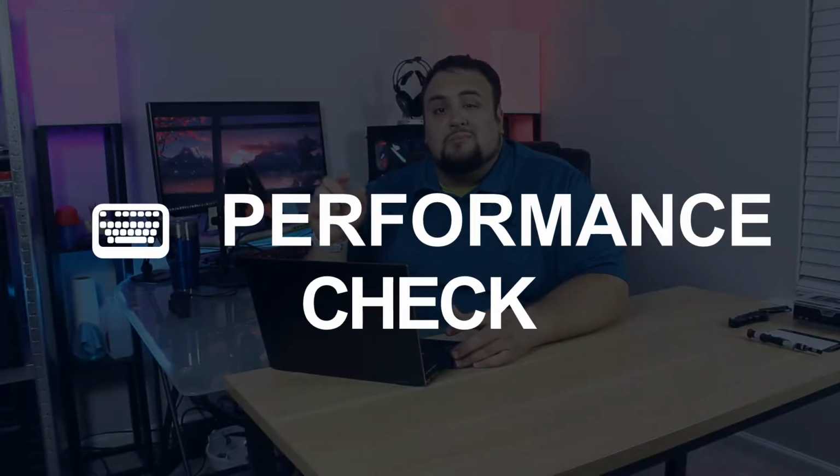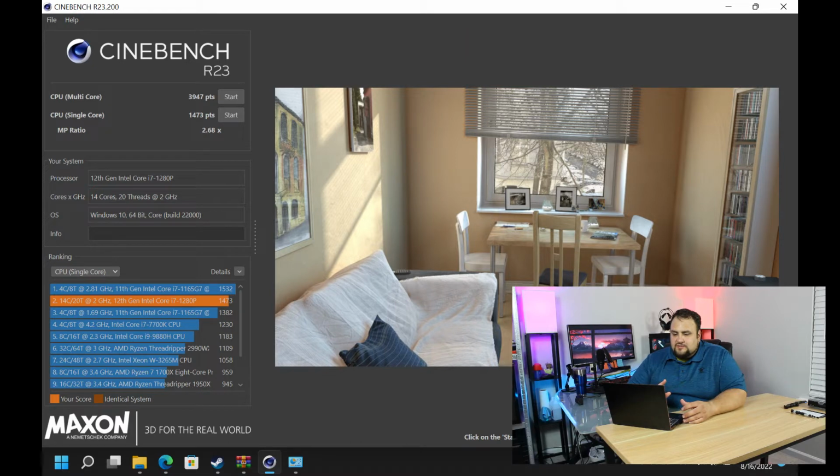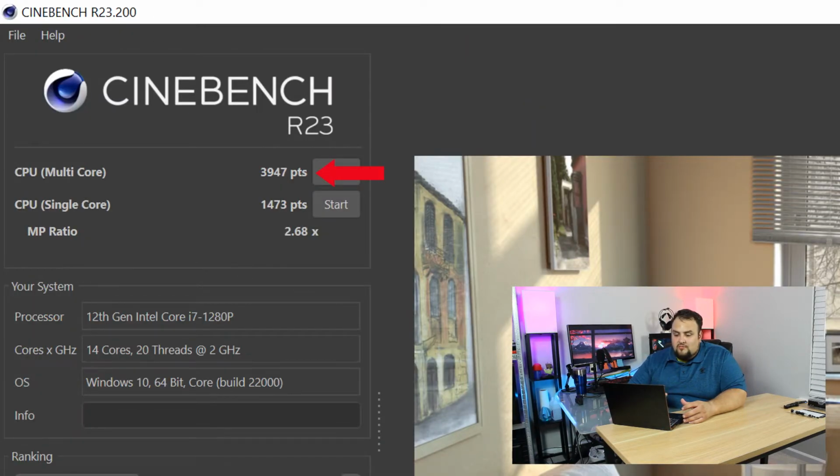So let's take a look at the benchmarks of this laptop. Our first benchmark of the day is Cinebench R23, where we had a CPU multi-core score of 3947 points and a single core score of 1473 points with an MP ratio of 2.68x.